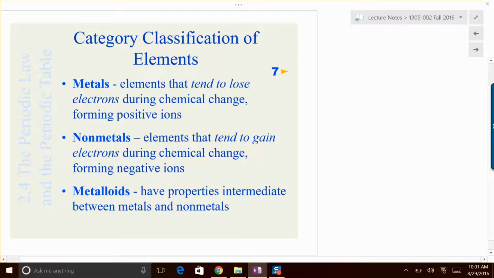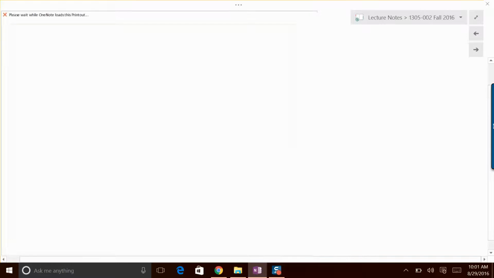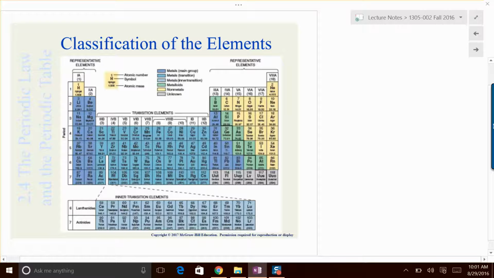Okay, metals. Definition of a metal: elements that tend to lose electrons during chemical change. Nonmetals: elements that tend to gain electrons during chemical change. Metalloids have properties intermediate between metals and nonmetals. So we see on this periodic table the green right here. See the green? Those are the metalloids.